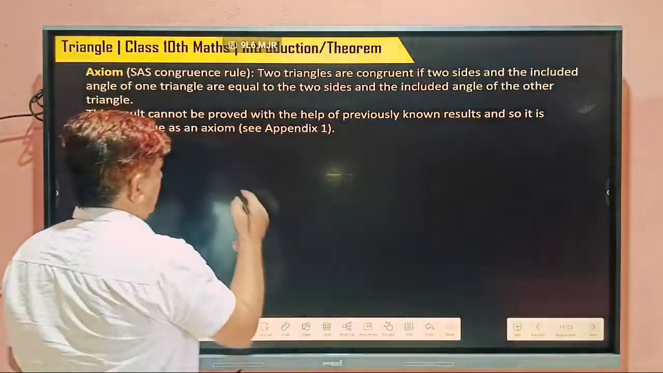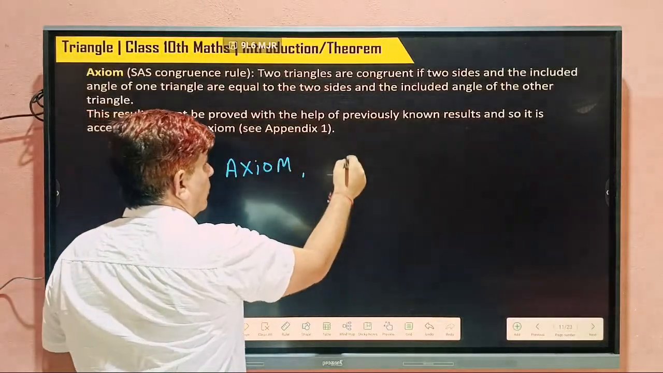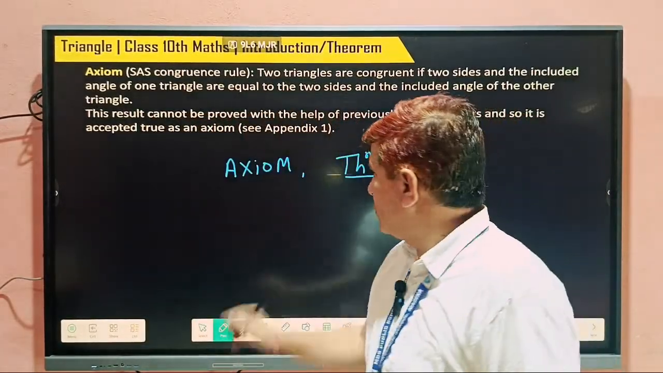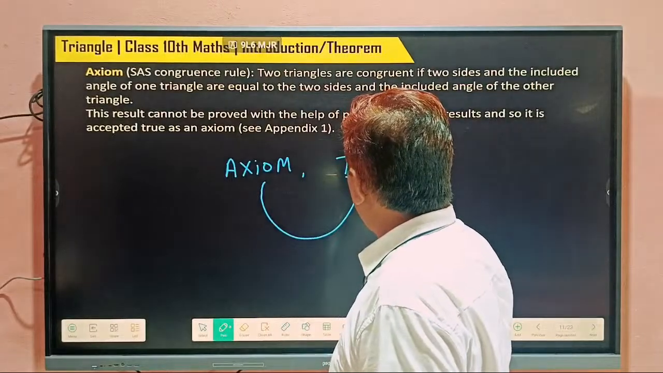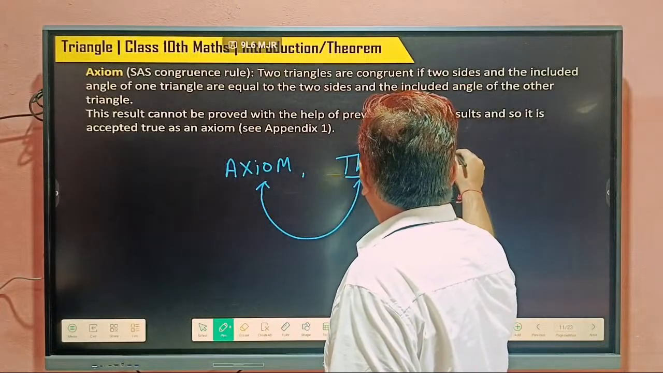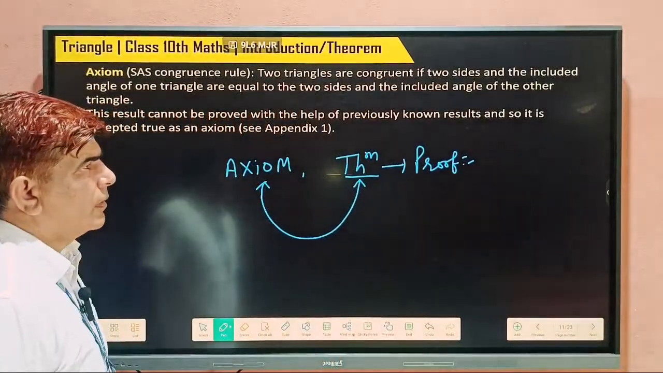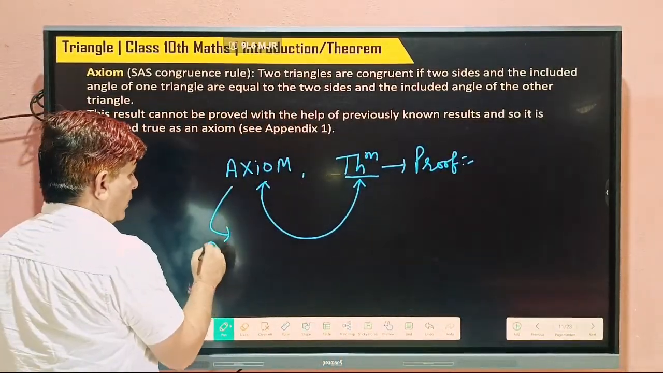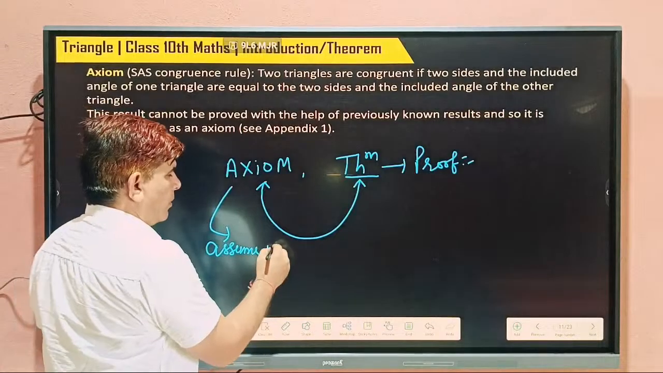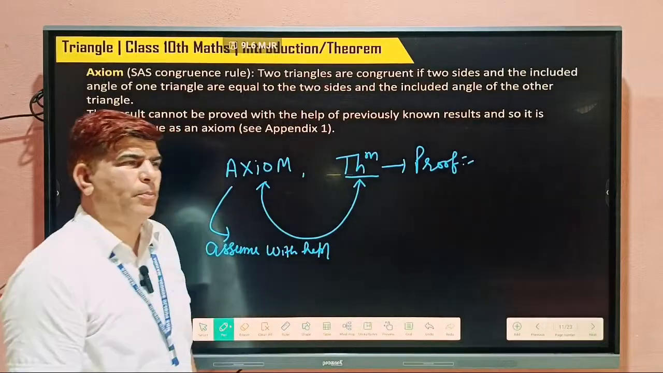What is given? The first axiom is written here. Important point, beta: one is an axiom and one is a theorem. So there is a difference between these two. A theorem means it has a proof. An axiom means something that we can assume, assume with the help of our previous knowledge.